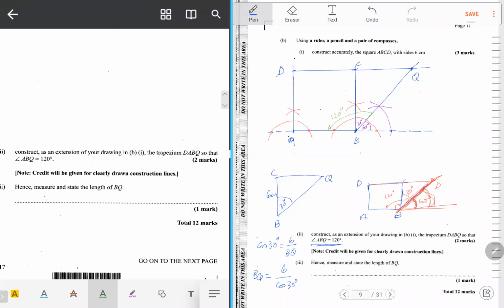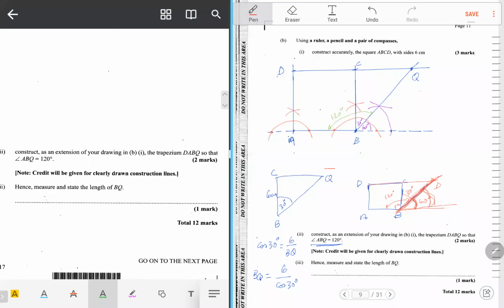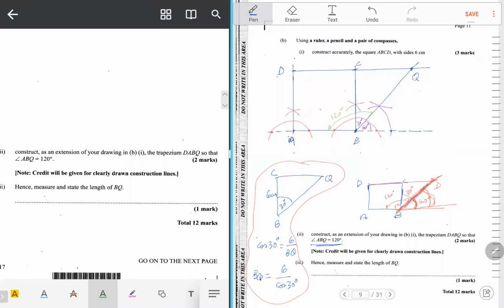So it will be 6 divided by cos of 30. And it will be 6.93 or something like so. So I would write that down here now as my answer. I wouldn't show this work. I would not show any of this work on the paper. I'm just doing this part rough for myself to see what the correct answer is, and then I'm measuring it as well. And once your calculation and your measurement agree, you know that the construction is good.